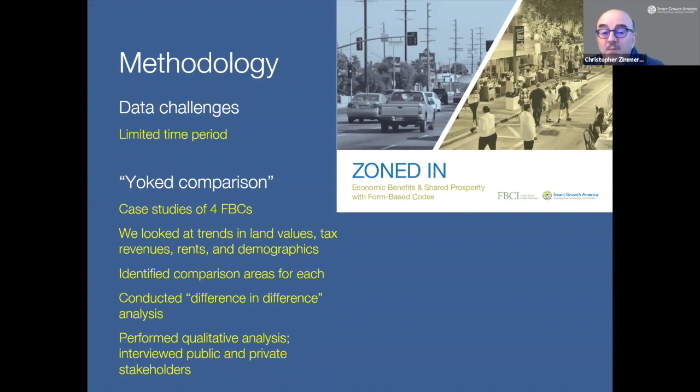And by looking at that, we could get a better sense of the impact of the code itself on the area that was involved. And having identified those, we looked at trends in land values, tax revenues, rents, demographics, those sorts of things, and conducted a quantitative analysis using a difference in difference approach to see over time how each of the pairs performed. We also did a qualitative analysis interviewing public and private stakeholders in each of the places.